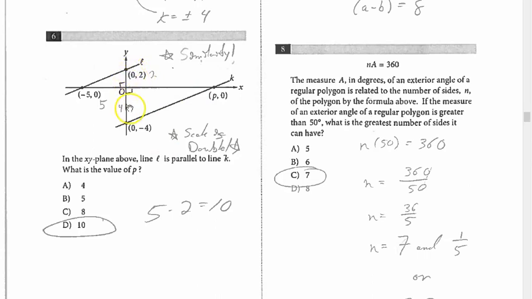Noticing that going from 2 to 4 is double, if I did 5 times 2, that would give me the 10 for here. This length is representative of P, because I'm starting from 0 and going to P.